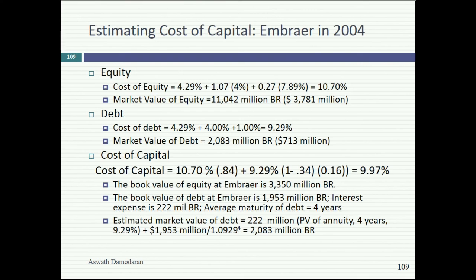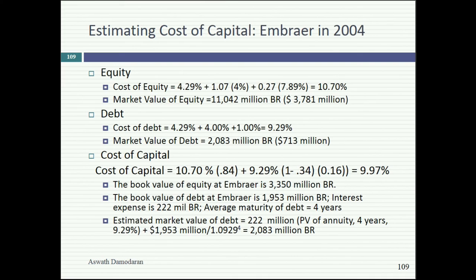So I treated this as a gigantic coupon bond, with 222 million in coupons every year for the next 4 years, and at the end of the fourth year you get the 1,953 million, the book value, as a face value. You discount them back at the 9.29%, which was my pre-tax cost of debt. I get a present value of 2.083 billion. I've converted in one step the book value of debt into market value of debt.